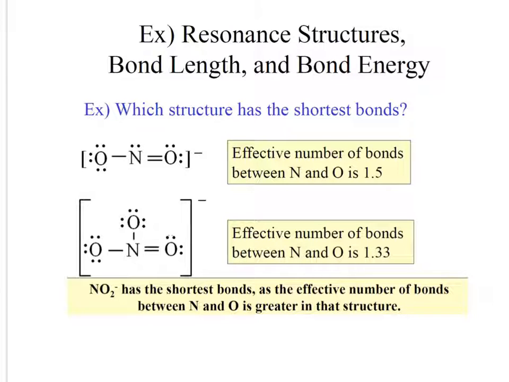All right, which structure has the shortest bond? Well, it's going to be this one. So the effective bonds between N and O is 1.5, because we have 1, 2, 3, divided by 2. Here we've got 1, 2, 3, 4, divided by 3, 1.33.